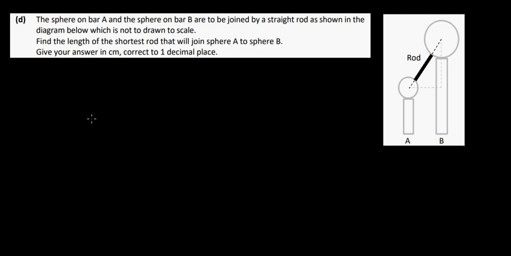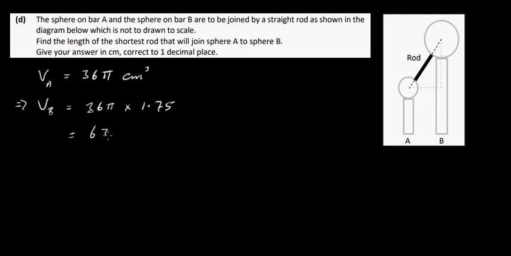Okay, so first thing we're going to do is look at the volume of sphere A. It is 36 pi centimeters cubed. We worked that out at the beginning. Now the volume then of sphere B is going to be 36 pi multiplied by 1.75. Remember, the spheres go up in geometric sequence. We're multiplying the volume of each sphere by 1.75 to get the volume of the next sphere. We were told that at the very beginning. So that gives me 63 pi centimeters cubed. So this is the volume of sphere B.